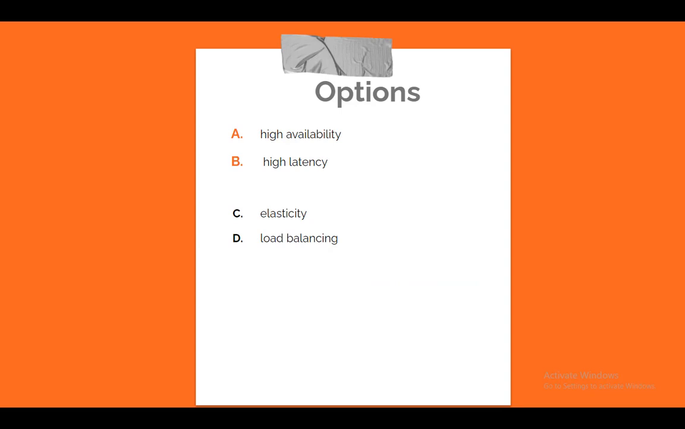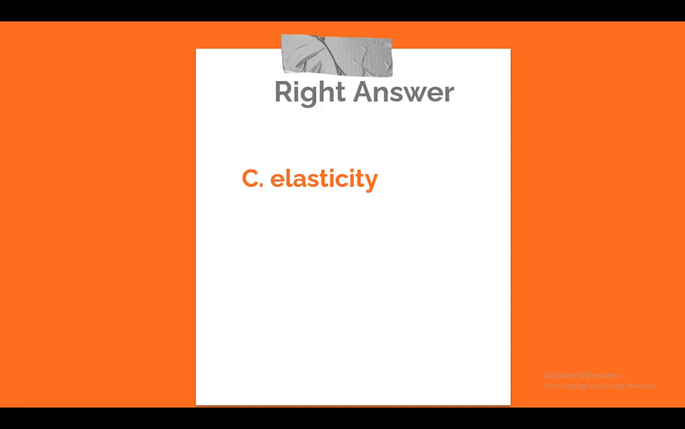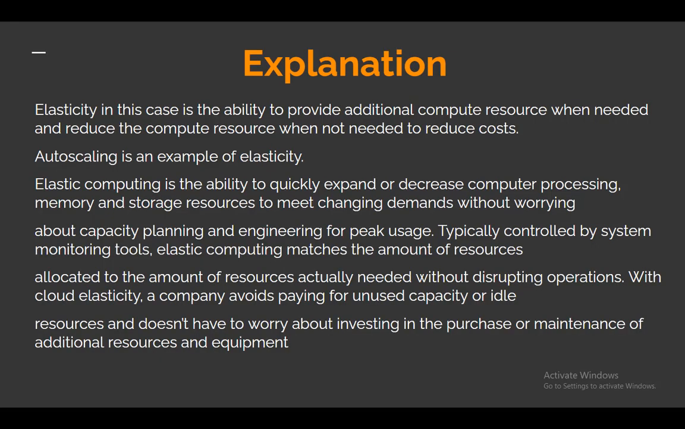And here are the options. Option A, high availability. Option B, high latency. Option C, elasticity. Option D, load balancing. The correct answer is option C, elasticity. Section: describe cloud concepts. Explanation: elasticity in this case is the ability to provide additional compute resource when needed and reduce the compute resource when not needed to reduce costs. Autoscaling is an example of elasticity.